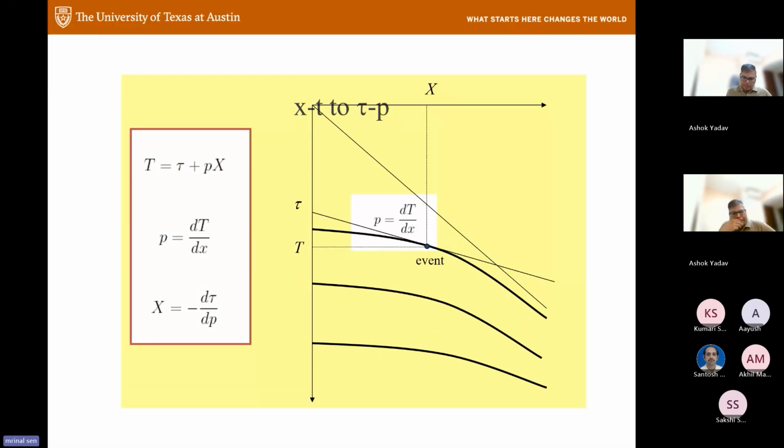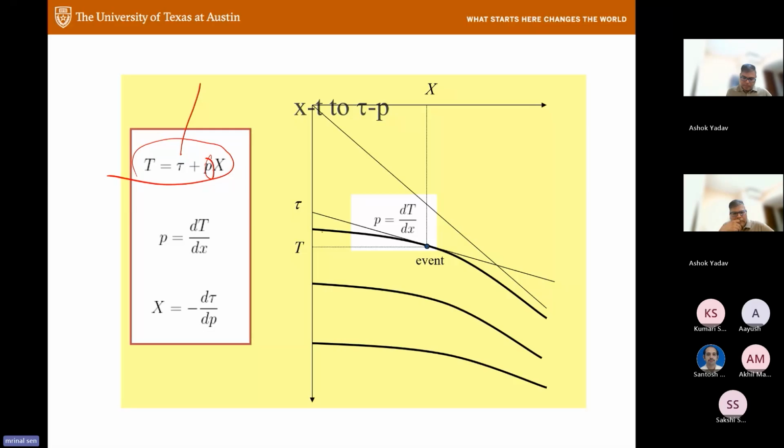So geometrical transformation from offset gather to tau-p gather would simply mean that, so this basically represents a straight line, right? t equals tau plus p x, and this tau is the intercept and this p is the slope.